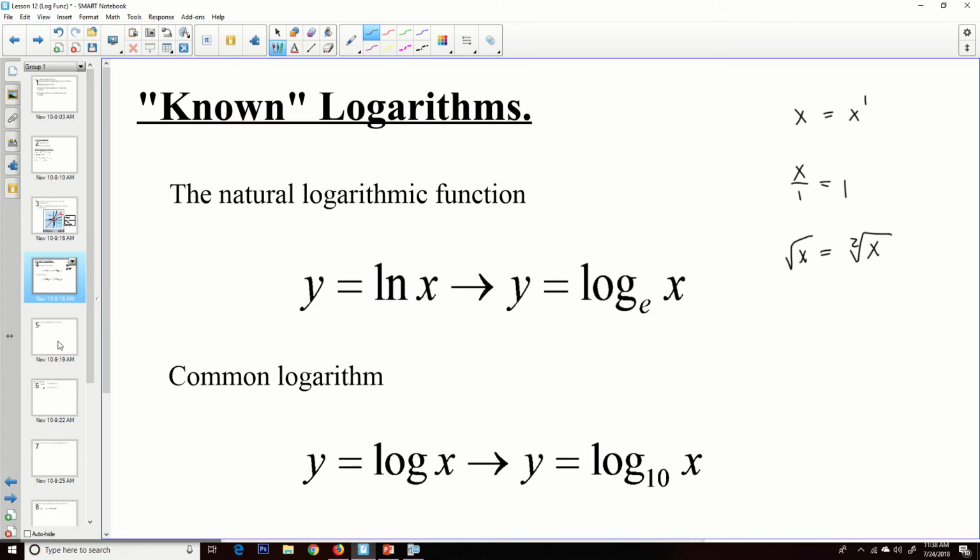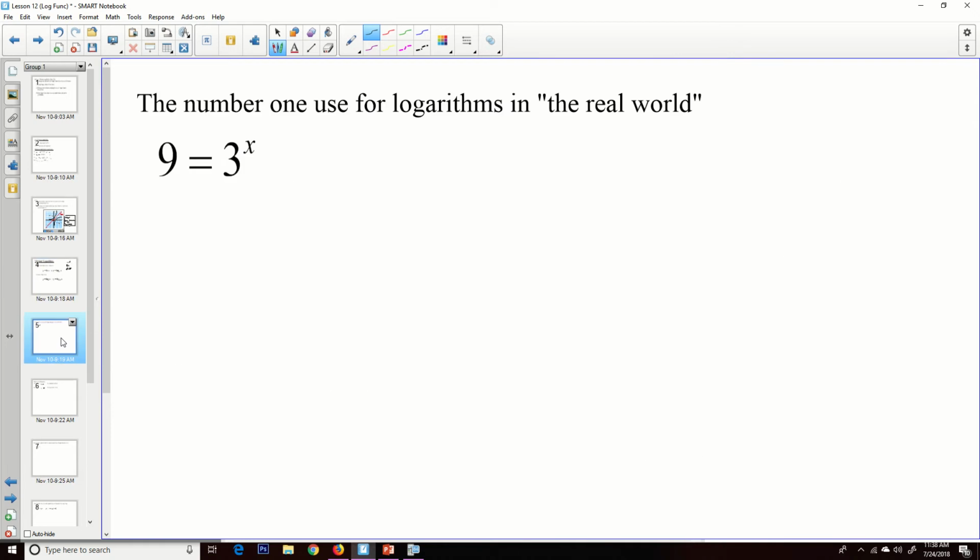All right, so that's really all the new stuff, I think. So let's get into some discussion here. The big use of logarithms in the real world is this, and we're not going to get to it a whole lot today, but as we move through the rest of the chapter, this is going to be the main use of learning logarithms. So I look at this as an example, and I can say this is easy to solve.